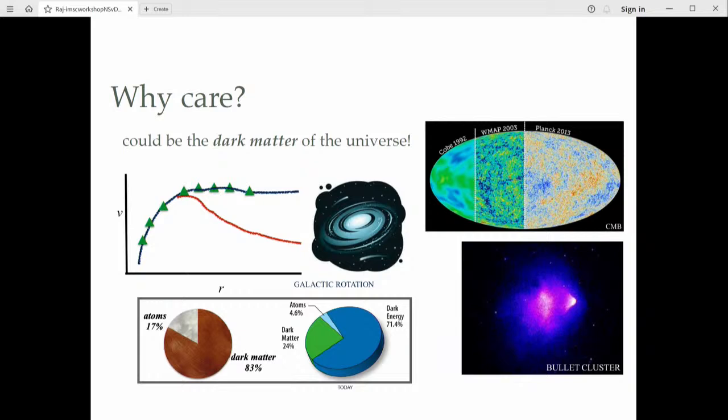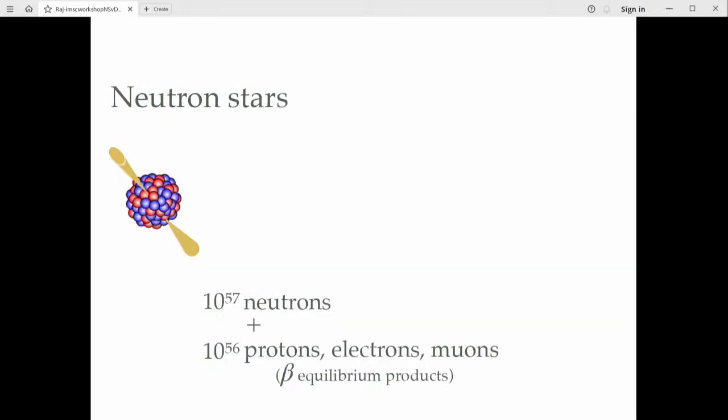They could have been in chemical equilibrium with baryons in the early universe, so they have comparable densities with baryons. So that's one pretty important reason. There are other reasons too, but because this is a dark matter talk, I'm just going to stick with that. Now, what do neutron stars have to do with all this? Okay.